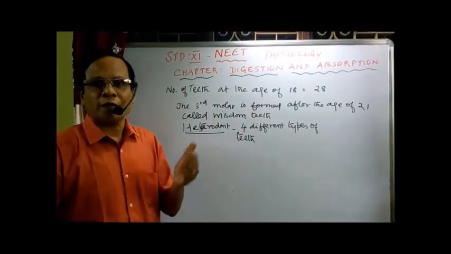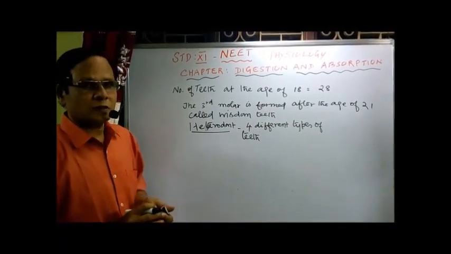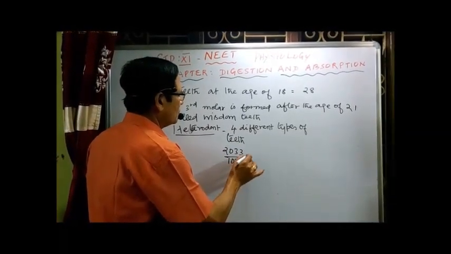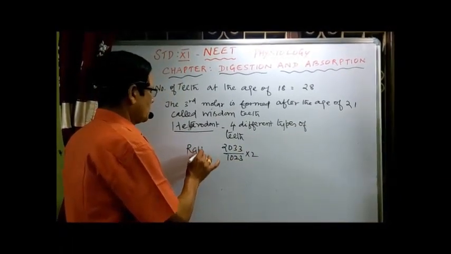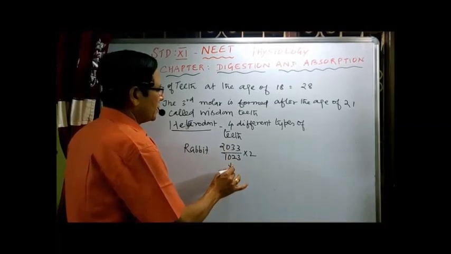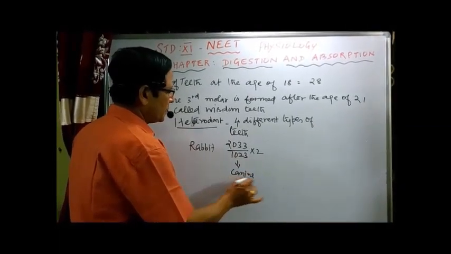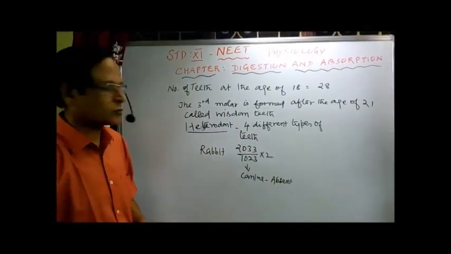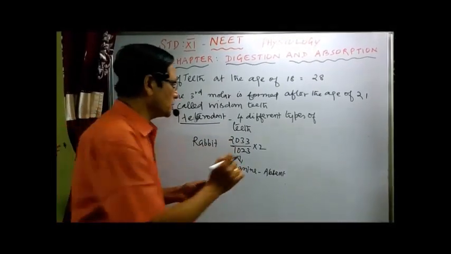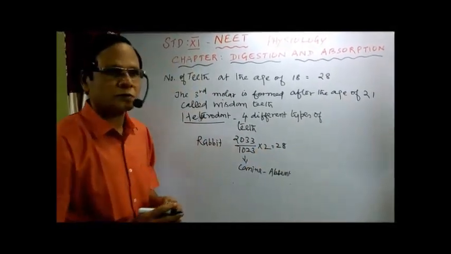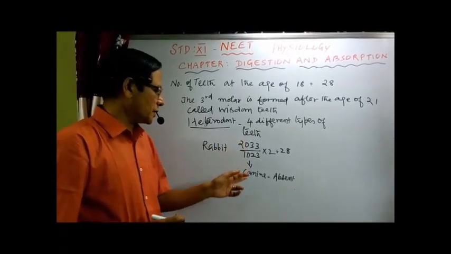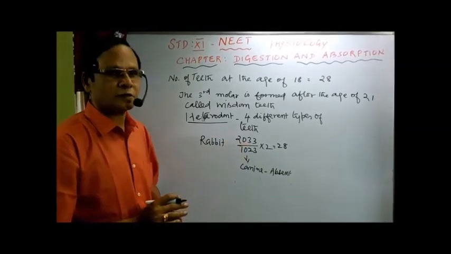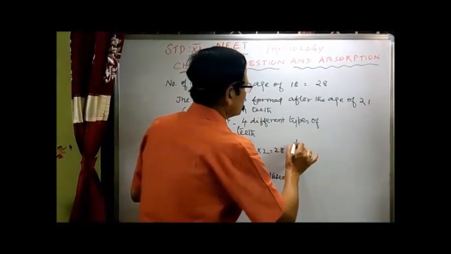In the case of a rabbit, the number of teeth is normally 28. This is the dental formula for rabbit. Here you see that the canine teeth are absent. There is one question that came repeatedly in the JIPMER question paper, that is why I would like to mention it. In rabbit, the total number of teeth is equal to 28. Now the canine teeth are absent, and there is a space present between the incisors and premolars. That space is called diastema.